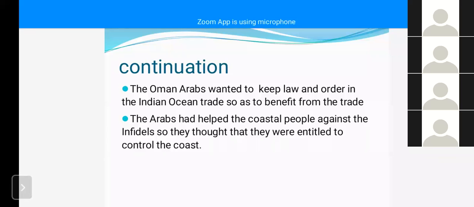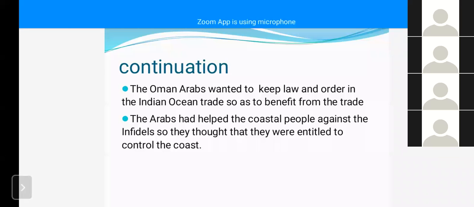Why else the conflict? It is because Oman Arabs wanted to keep law and order in the Indian Ocean trade so as to benefit from that trade. How had this come about? That's when you talk about the sea pirates who were interfering, who were threatening the ongoing trade activities. So because now new leadership wants to have it in its own hands, even the ones at the East African coast under the leadership of the Mazrui also feel they must help in keeping law and order. Then the Arabs had helped the coastal people against the radicals or against the infidels. So they thought they were entitled to control the coast.